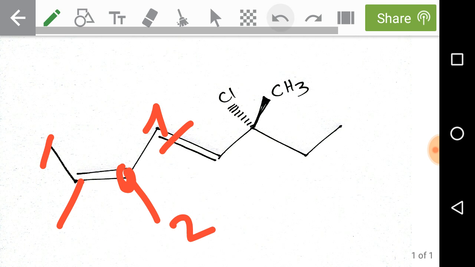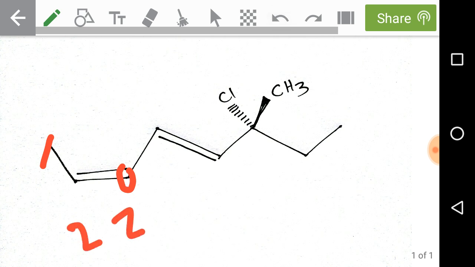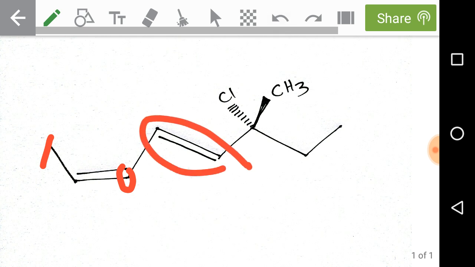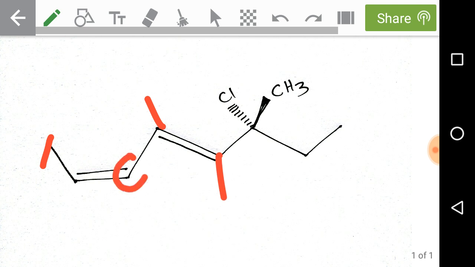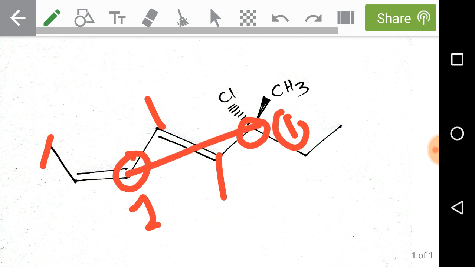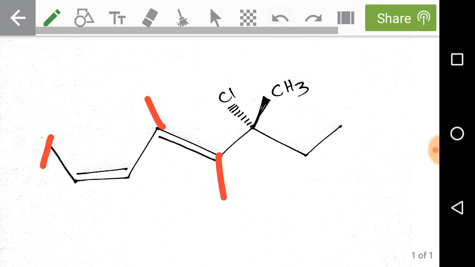Now look at the priorities. 1 and 1, so the first priorities are on the same side. That's why we give Z. So Z for that first ene, 2Z. Now look at the fourth carbon, the second double bond. Here we have hydrogen and hydrogen here, and the first priority carbon gets 1. So these two are opposite to each other, which means we give E nomenclature. So 4E. Here we have 2Z and 4E.